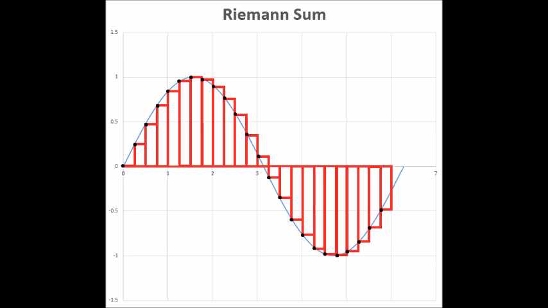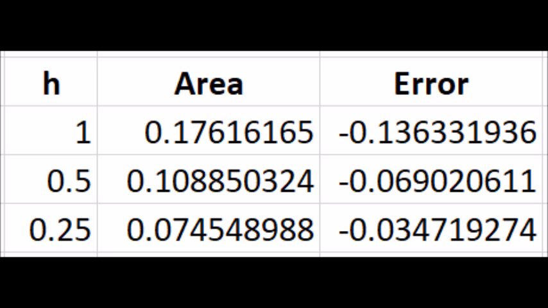We can double the number of panels once more to get an even better approximation. That is represented visually in this picture. The data for 3 different mesh sizes is summarized in this table.